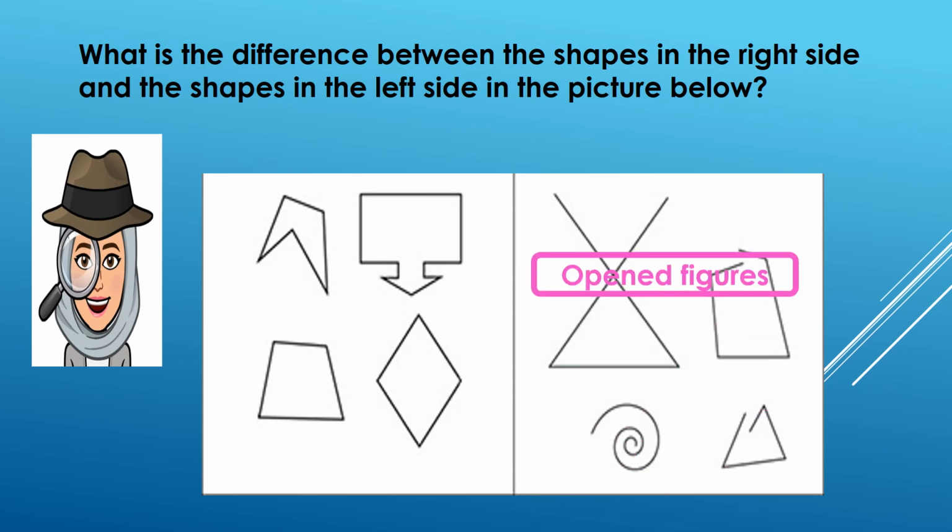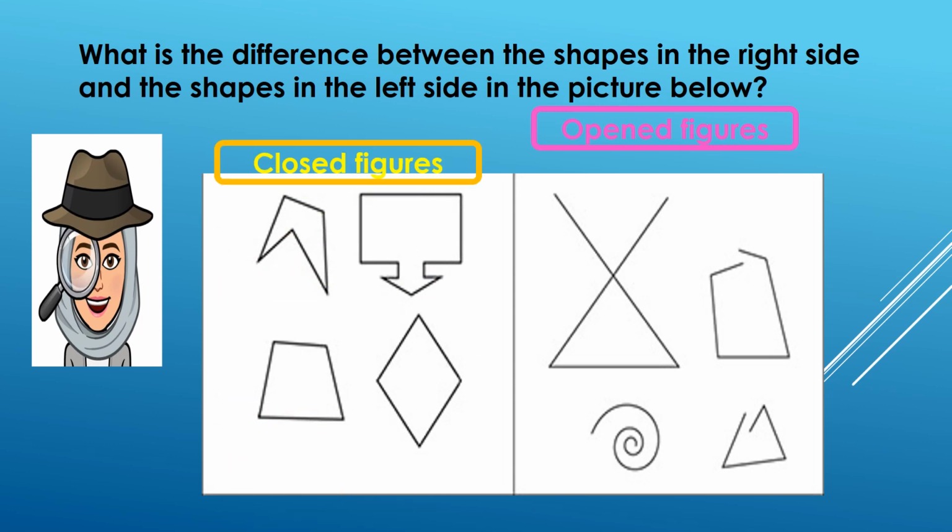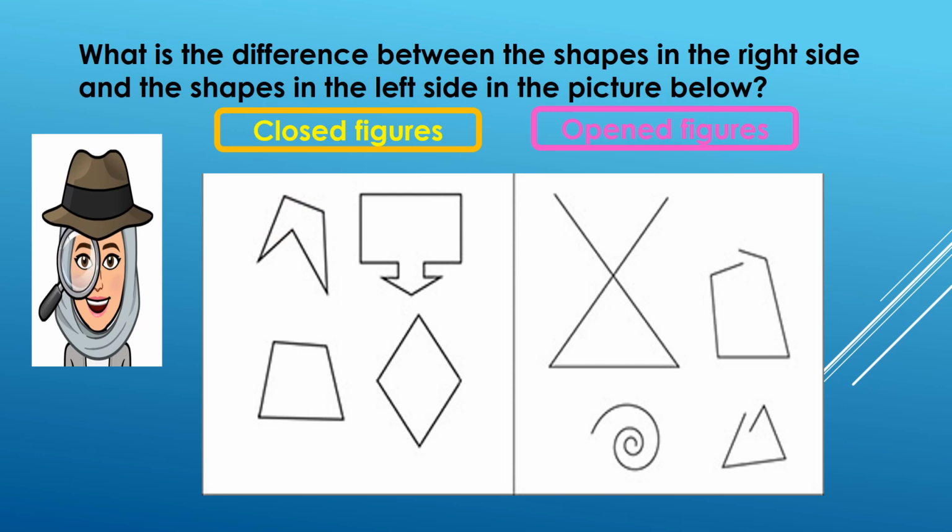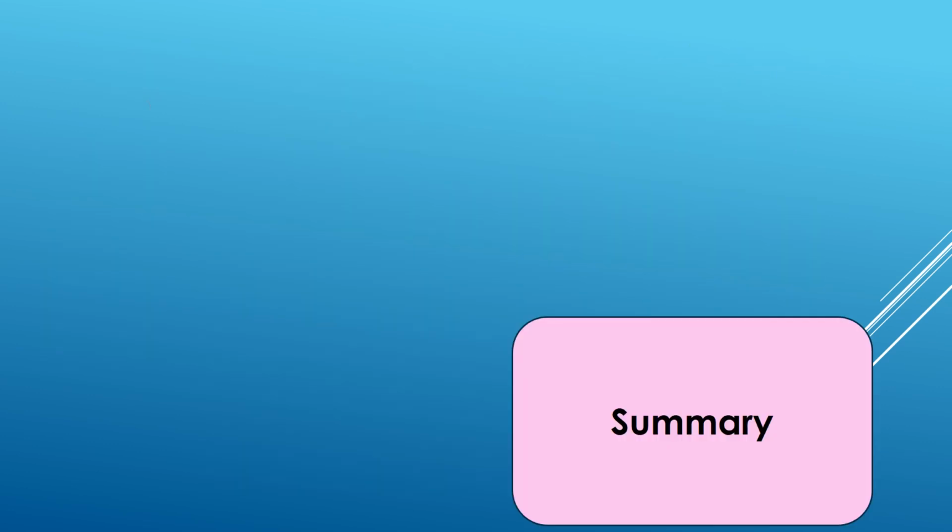Perfect. You noticed that. The ones on the right side are open figures. Do you see the gap in every picture here? They are open figures. What about the ones on the left? Correct, they are closed figures. And this is the objective for today. We will focus on the closed figures. Now, I'll reveal the summary points after I'm done with a very nice activity.